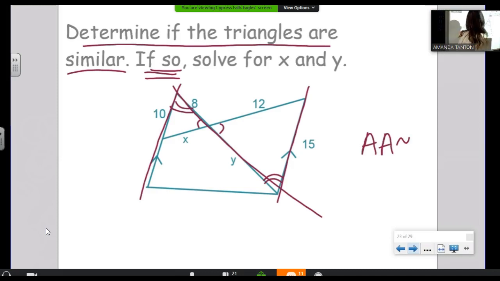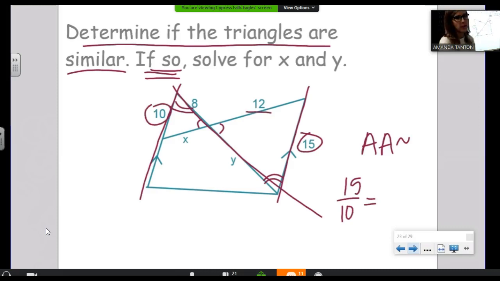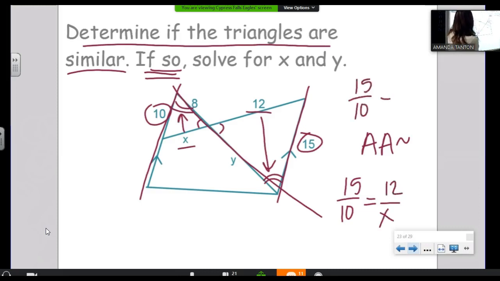So I could say 15 is to 10 as, okay, I know these went together. That one was easy. Now, which one does 12 go with? Well, it's kind of obvious. I'm going to put it with a variable, right? But if you didn't know, 12 is across from a double arc, and x is across from a double arc. So I know 15 is to 10 as 12 is to x. Likewise, 15 is to 10 as y is to 8. And you can cross multiply those and find those answers for yourself.